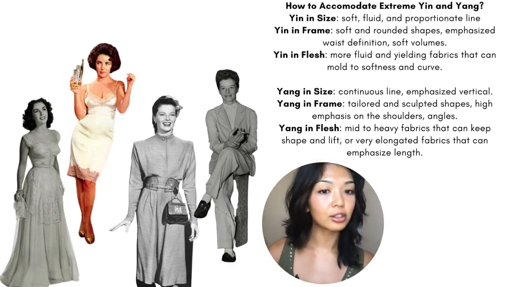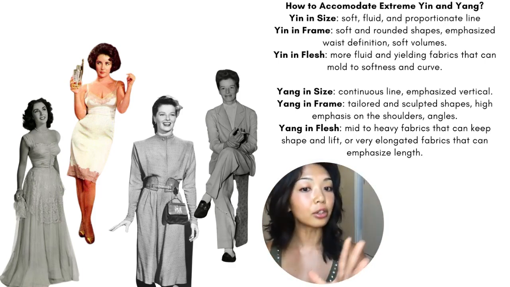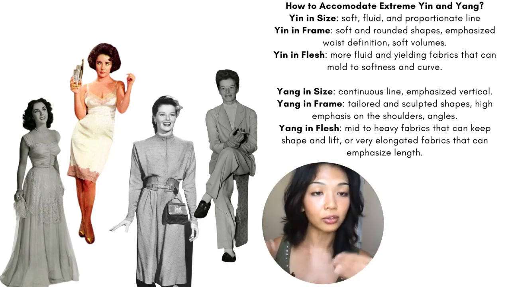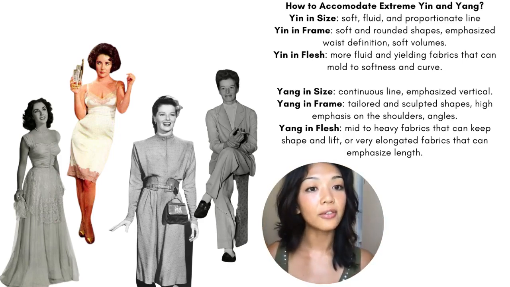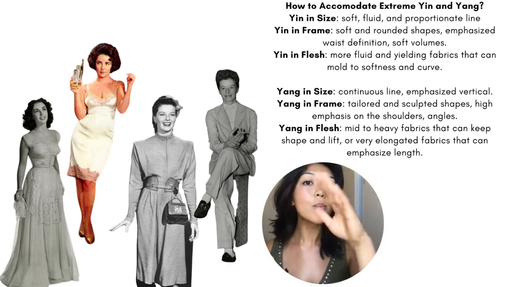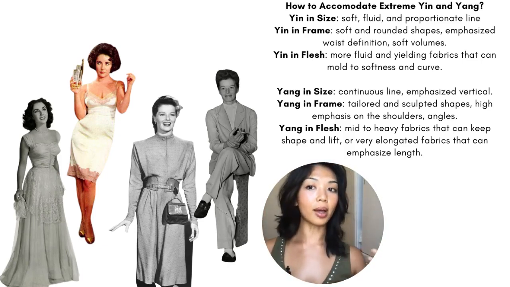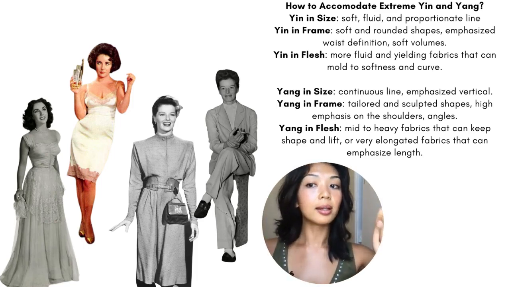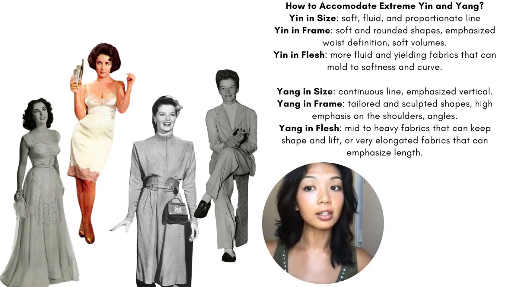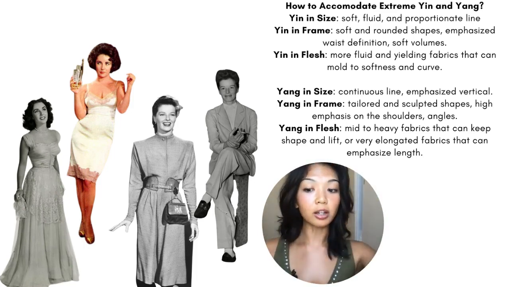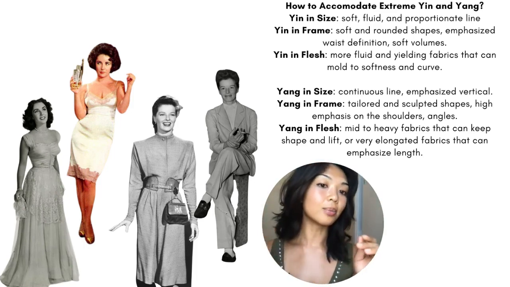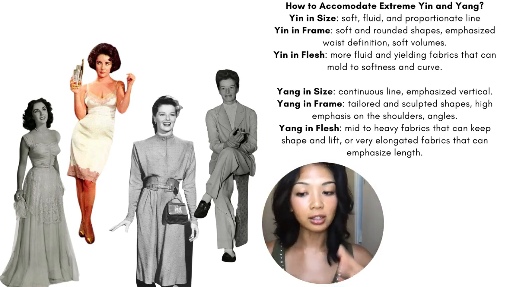Now, yin in flesh. How do you accommodate this softer, more curvaceous kind of flesh? You want to choose fluid fabrics, yielding fabrics that will mold to the subtle terrain of your body. You don't want stiff fabrics that are going to impose structure or linearity onto your limbs, your body. You want, again, moldability, softness.